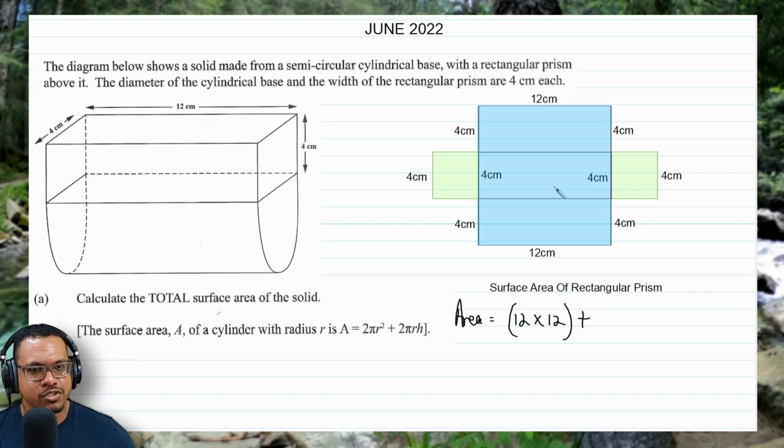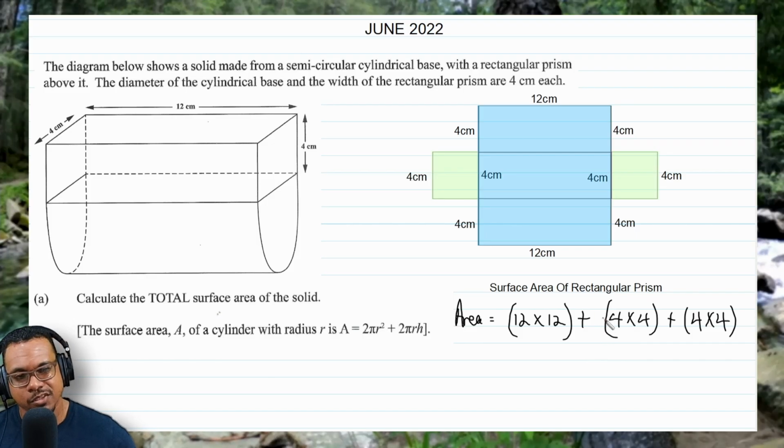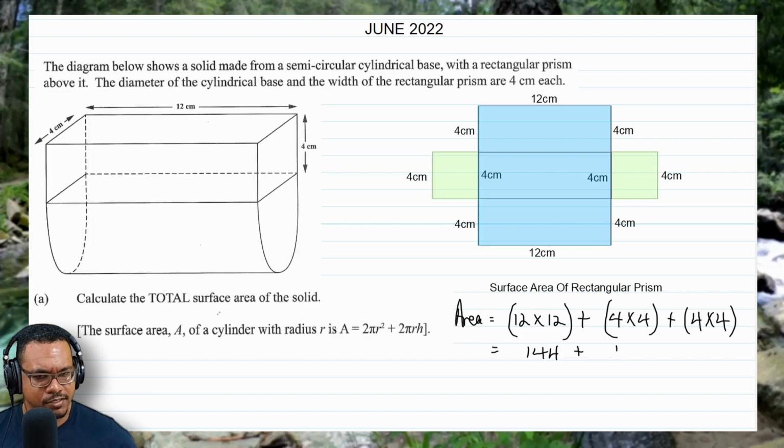Plus the area of these 2 small squares, which is 4 by 4, plus 4 by 4. Or I can simply say 2 times 4 by 4. Again, the 12 by 12 is this 12 here times 4 plus 4 plus 4, which is 12. So 12 by 12, this whole thing is a square, and then these 2 4 by 4 squares. That will be the surface area of your rectangular prism. So 12 by 12 is 144, and 4 by 4 is 16, and we would get 176 centimeters squared.